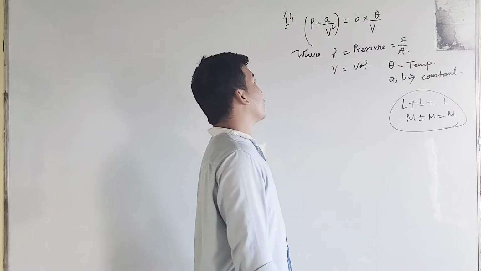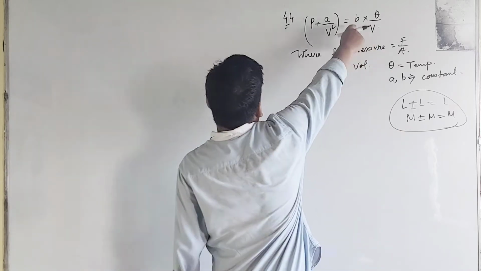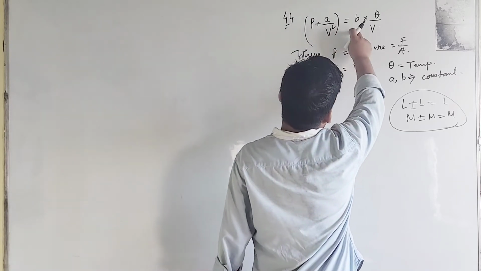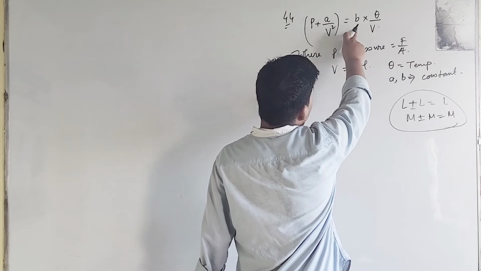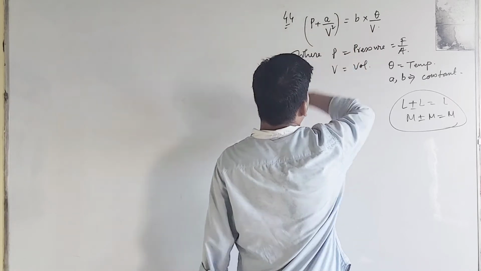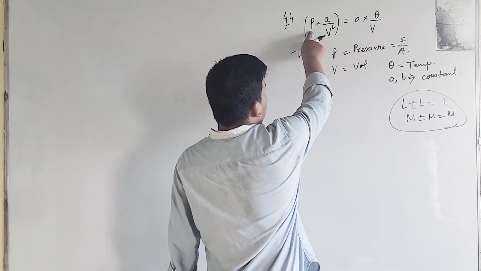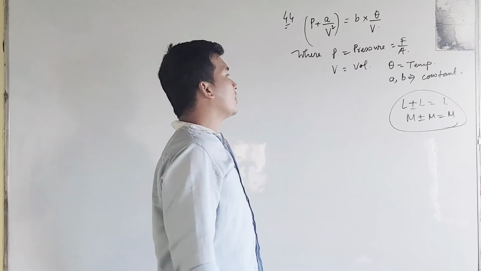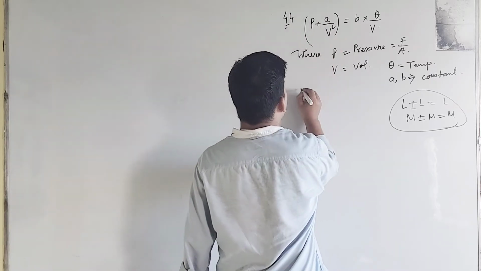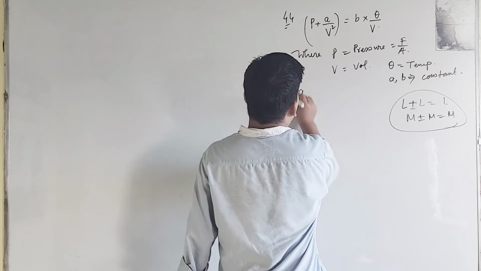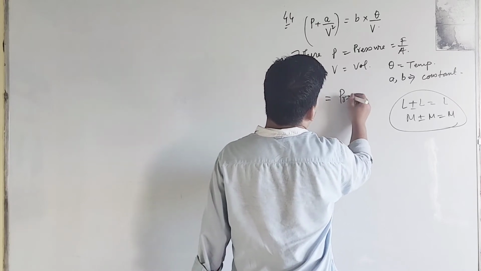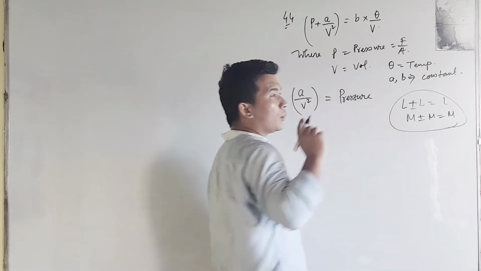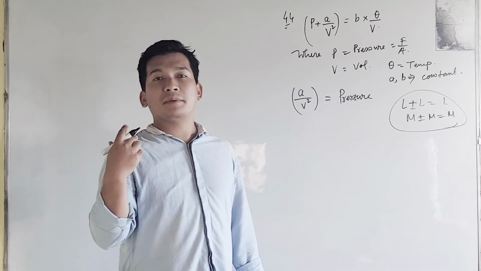In this question number 44, what is being asked is A. This P stands for pressure, this A we do not know, and this B is the volume. If this is pressure, then this combination A by B square must be equal to pressure, according to our principle of homogeneity, because only the like physical quantity can be added or subtracted.